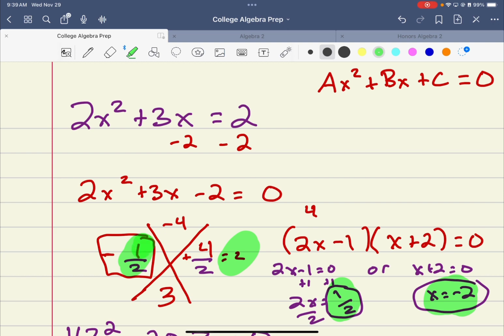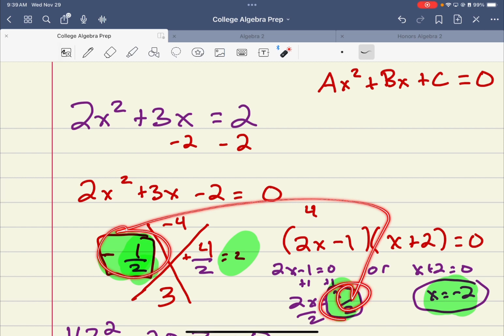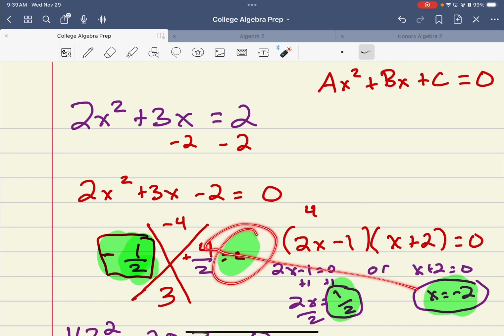What do you notice about what's in the factors in accordance to what your solutions are? If you just flip them, you get it. They're the opposites. Be careful with the word flip, because that would mean reciprocal. So opposites. We had -1/2 sitting over here. We had a solution of 1/2. We had 2 sitting right here. -2 was our solution, and that's what it is. Okay, your solutions are just the opposites of what you have right there. That's kind of why it works.